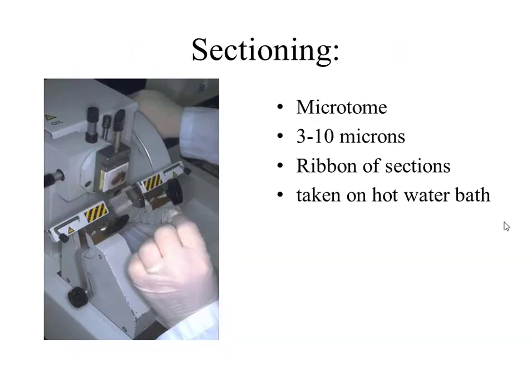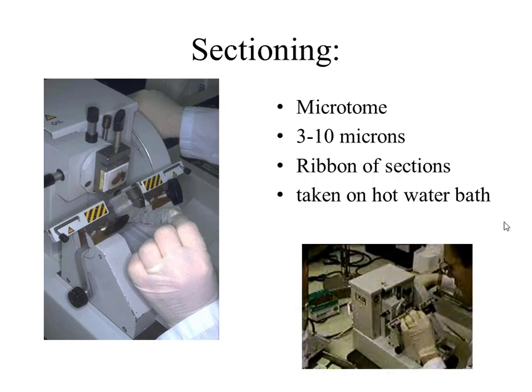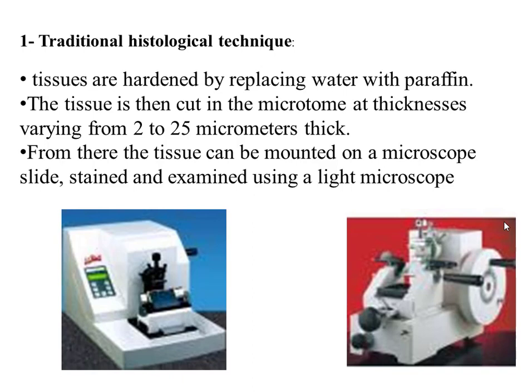Sectioning. Section of the material goes by the microtome. Thickness of the pellicles which we receive from the microtome is from 3 to 10 microns, but more often it's about 3-4 microns. Then it's put into the hot water bath and from it we put it onto the slide.